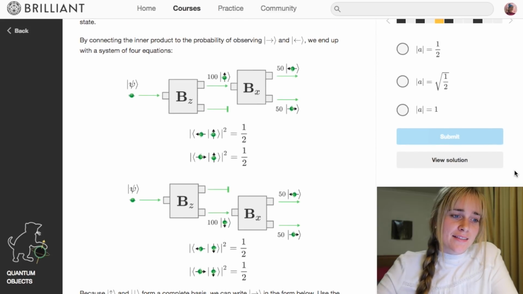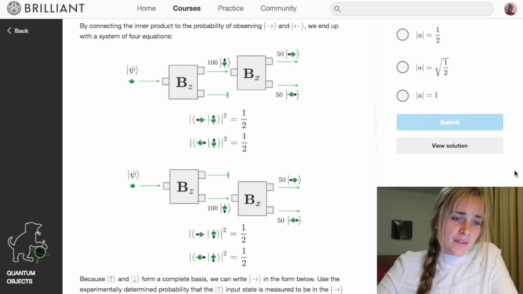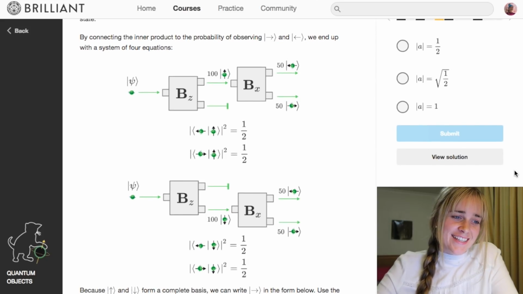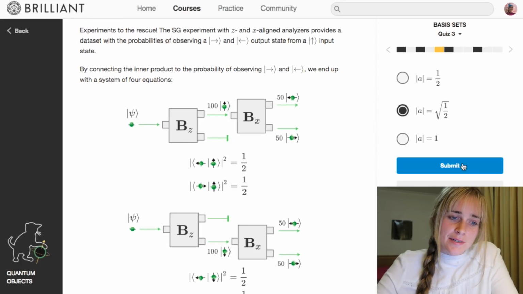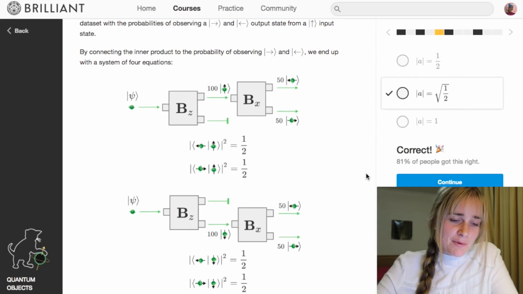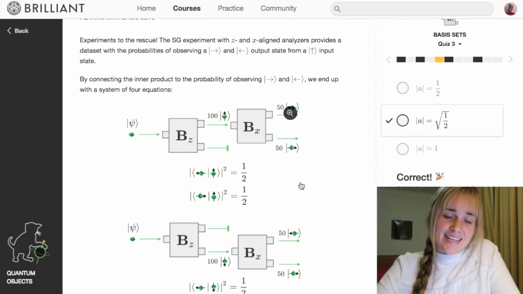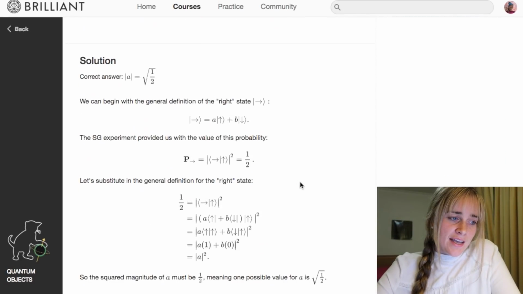Just have a little think about it yourself. I do happen to remember the answer to this one from my coursework days, that the magnitude of A is the square root of a half. Okay, so apparently 81% of people got that one right. So let's have a look at the solution.